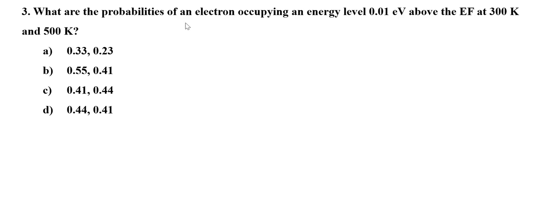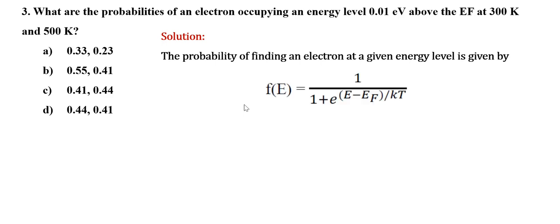Ma'am, electron volt is converted to joule. Yeah, you'll have to convert. And the constants you'll have to substitute accordingly. Suppose here it is given 0.01 electron volt, right?